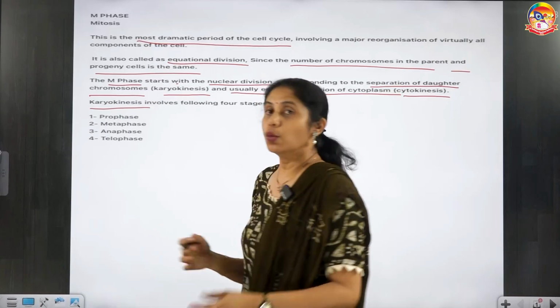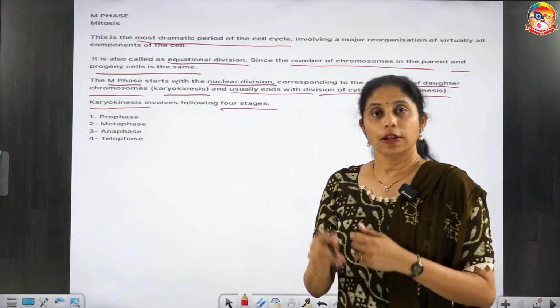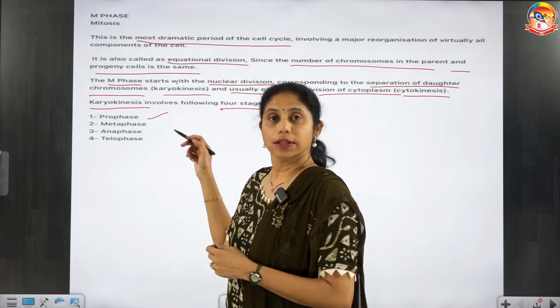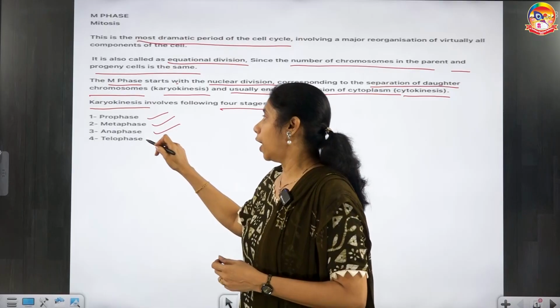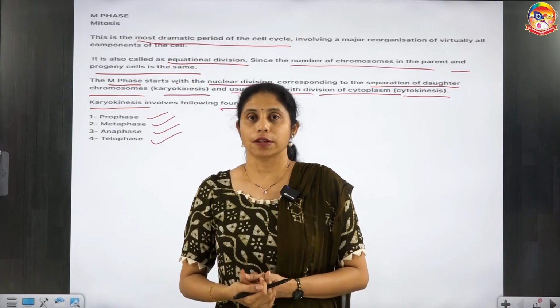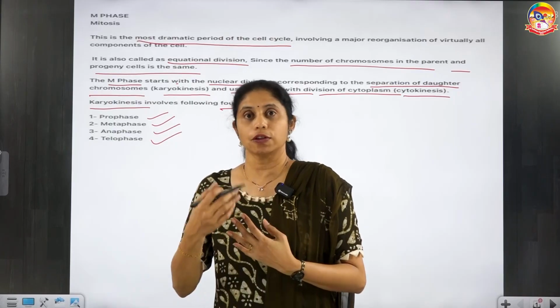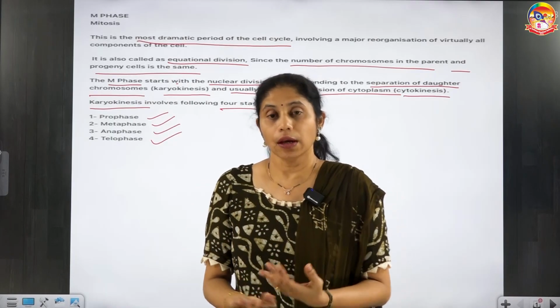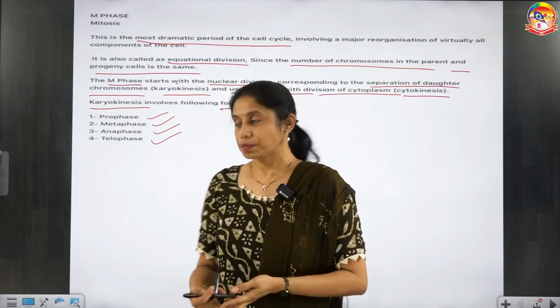Karyokinesis is nothing but nuclear division, and this karyokinesis involves four stages. The first stage is called prophase, the second stage is called metaphase, the third stage is called anaphase, and the fourth one is called telophase. So in karyokinesis, we have four phases, four stages or four subphases. They are called prophase, metaphase, anaphase and telophase.